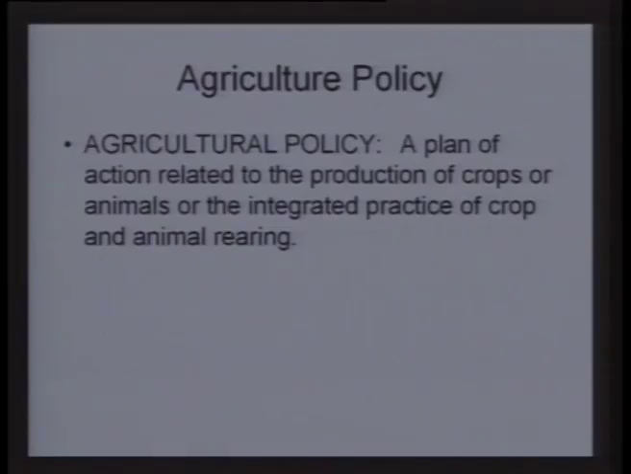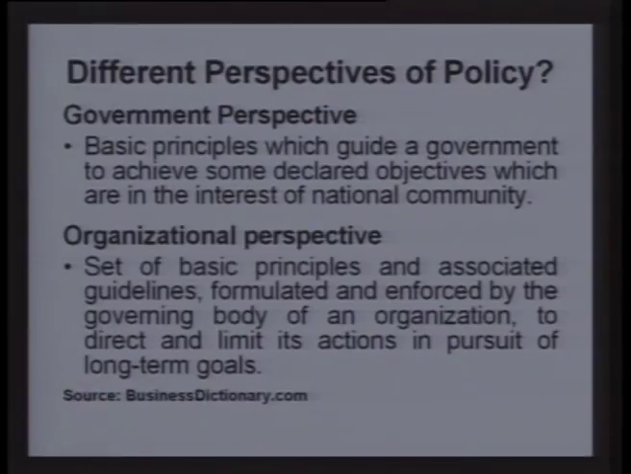Agriculture policy, what is the actual meaning of agriculture policy? It is a plan of action related to the production of crops or animals, or the integrated practices of crop and animal rearing. This is the very general definition of agriculture policy. There are two perspectives of the policy. One is the government perspective and the other is the organizational perspective.